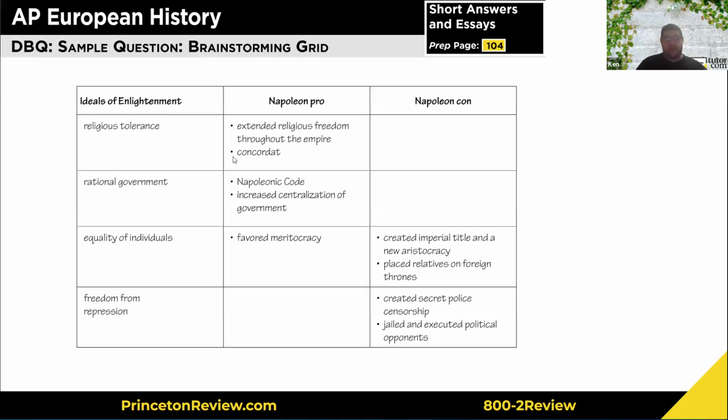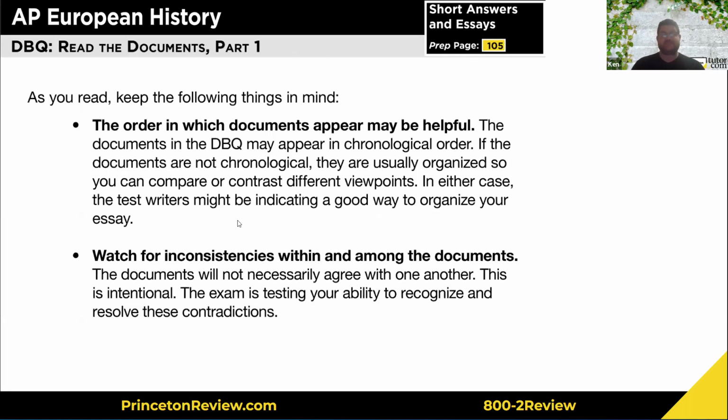Rational government. He had introduced the Napoleonic Code, and he had made more aspects of government centralized so things could be handled with more consistency. He also favored meritocracy. He favored advancing people based on their merits. You can also see that the person wrote cons for some of the things he did against those bottom 2 areas. This is very, very powerful, and it's something that you can do in the first 2 to 3 minutes.